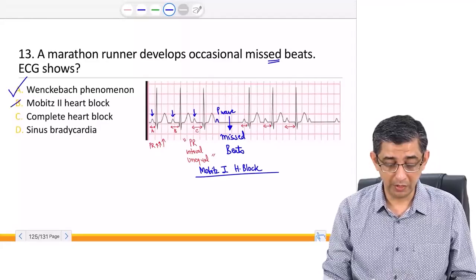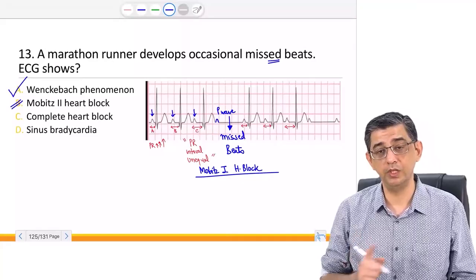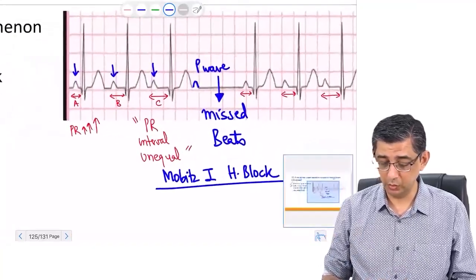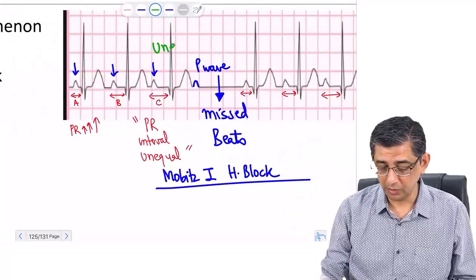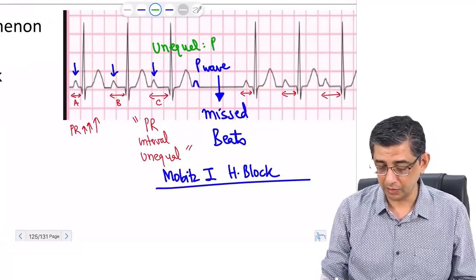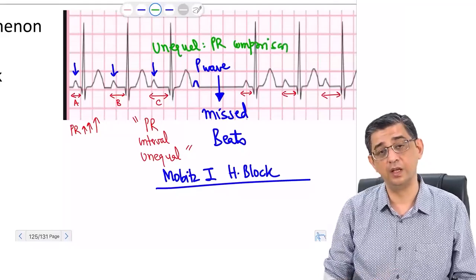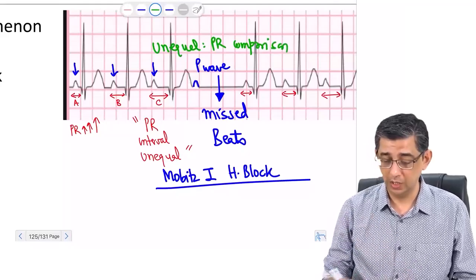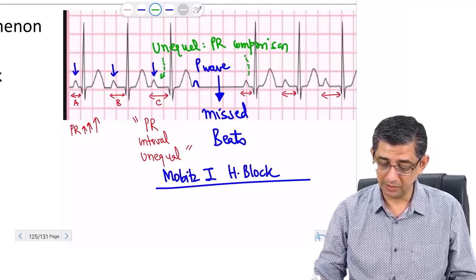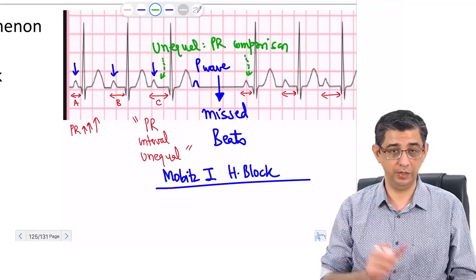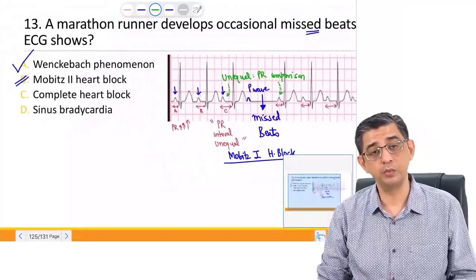Mobitz two heart block, how did I rule it out? The point is PR interval before and after should be equal. Whereas in this case, you will notice, I'll just highlight this, the PR interval before and after, the comparison of PR interval has to be done. First, you will always look at after, and then you will always look at before. This is the PR interval that I am talking about. The comparison is clearly showing a disparity in the duration of the squares. So that is why this is Mobitz 1. If it is equal, it is Mobitz 2.